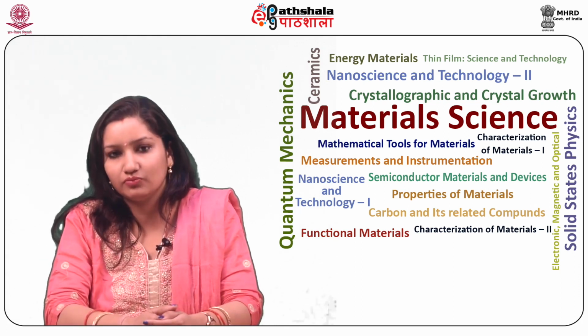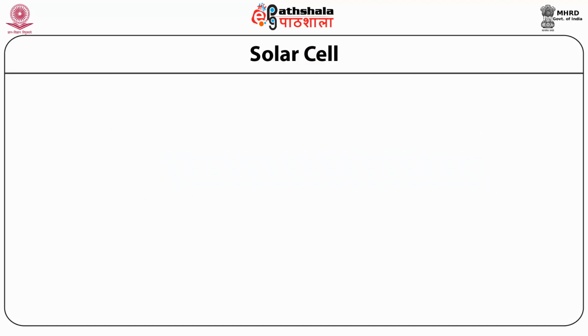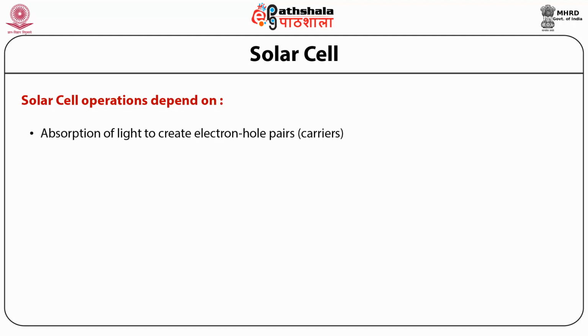That will be called as a tandem solar cell. Now let us see what is a solar cell and the parameters on which solar cell operates. Solar cell operations depend upon, number 1, absorption of light to create electron-hole pairs, that is the carriers, in which the carriers are the electron-hole pairs.